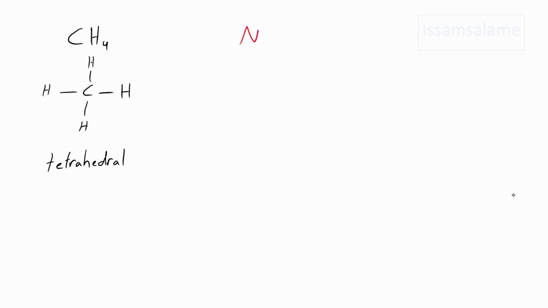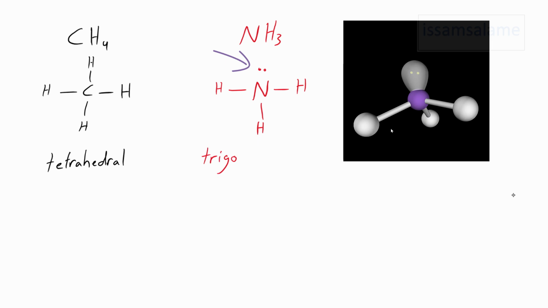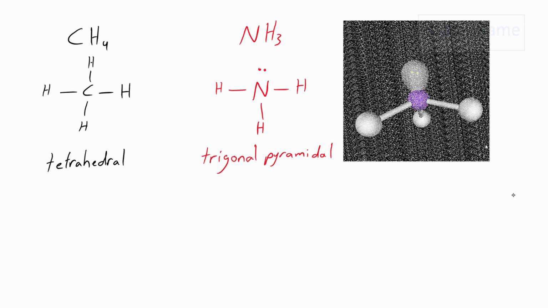Now what if the central atom has four things and one of them is a lone pair, like ammonia. If we draw the Lewis structure for ammonia, nitrogen is going to be the central atom, and it has 3 single covalent bonds and 1 lone pair. The lone pair is going to affect the other sharing pairs of electrons, and the shape is going to be trigonal pyramidal, which means that we have 3 atoms in the shape of a triangle, but that triangle is not in the same plane, it's like a pyramid.